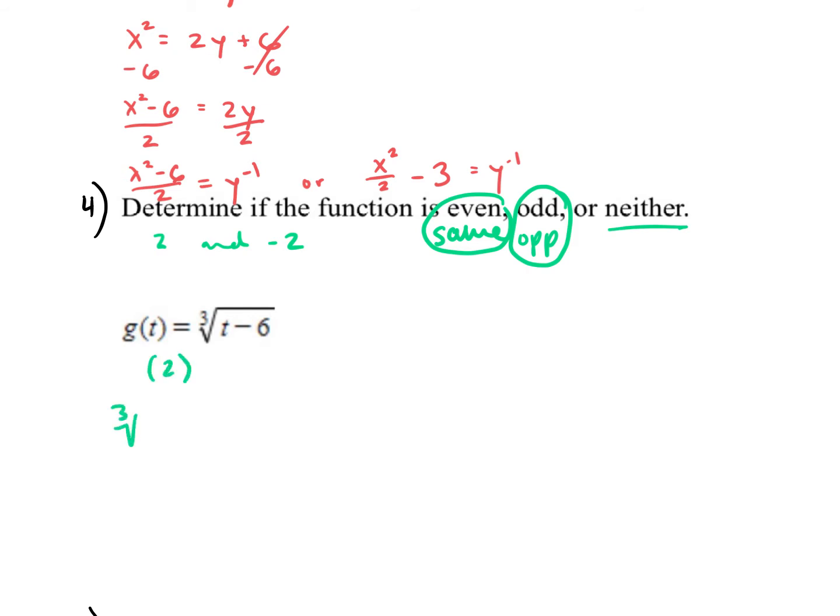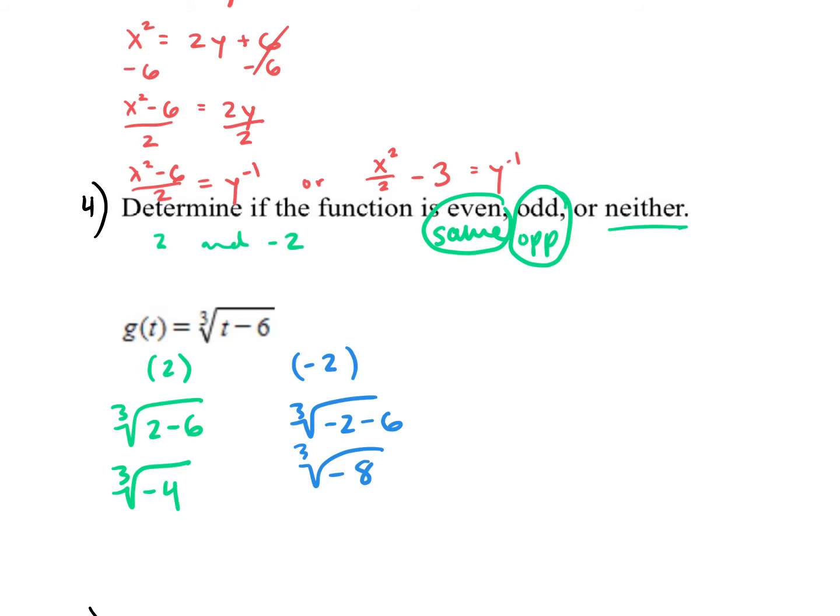So I have the cubed root of 2 minus 6, so this would be the cubed root of negative 4. And then if we plug in negative 2, we have the cubed root of negative 2 minus 6, so this would be the cubed root of negative 8. And the cubed root of negative 8 is negative 2. But once you get to this step, you can see that these are not the same number. So what would our answer be? Neither.